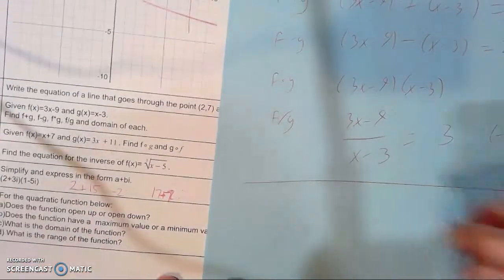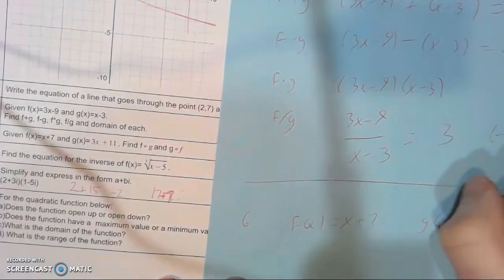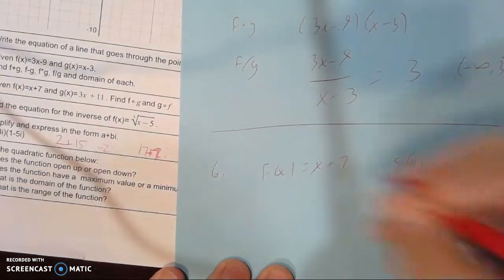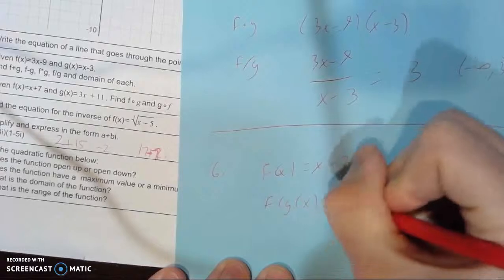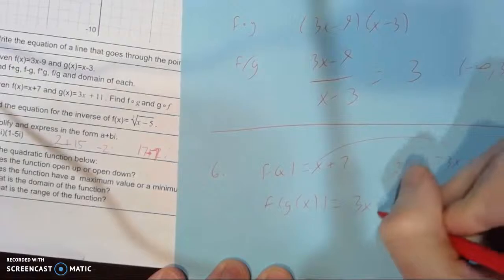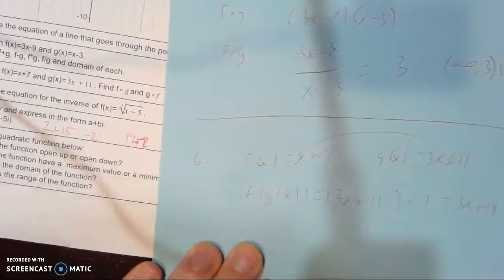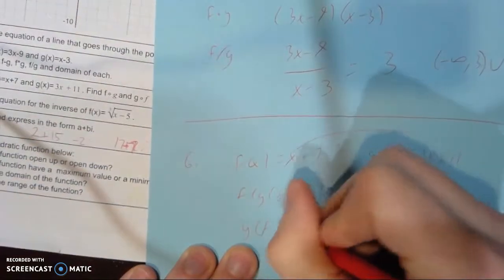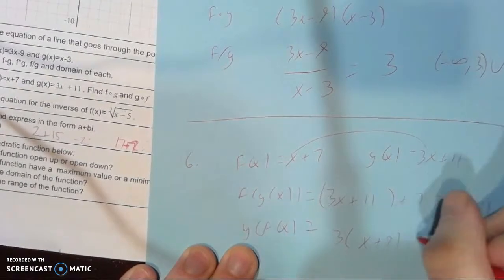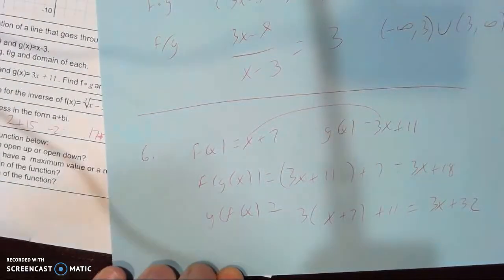Next one, number 6. F of x is x plus 7. G of x is 3x plus 11. Find f of g of x and g of f of x. So for f of g of x, that means I want to put g of x in for x. So I'm going to do 3x plus 11 plus 7, which is 3x plus 18. And g of f of x means I'm going to do 3 times (x plus 7) plus 11, which is 3x plus 32. When you work it all out.